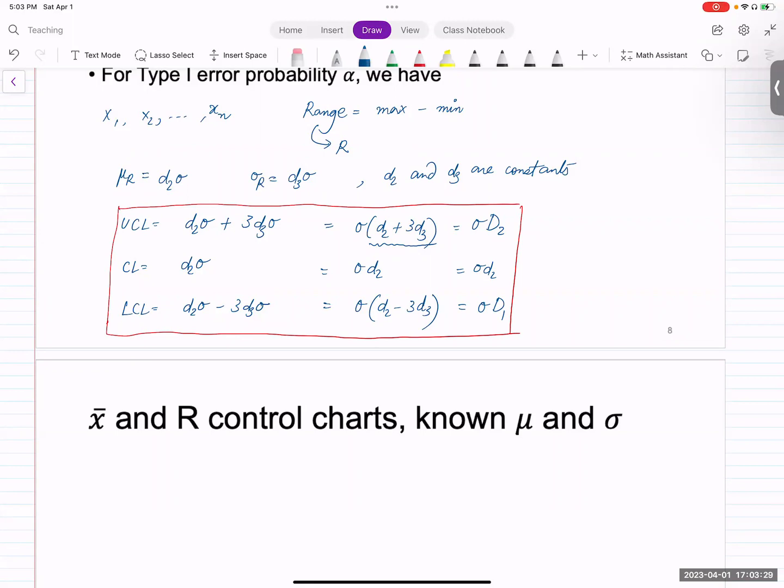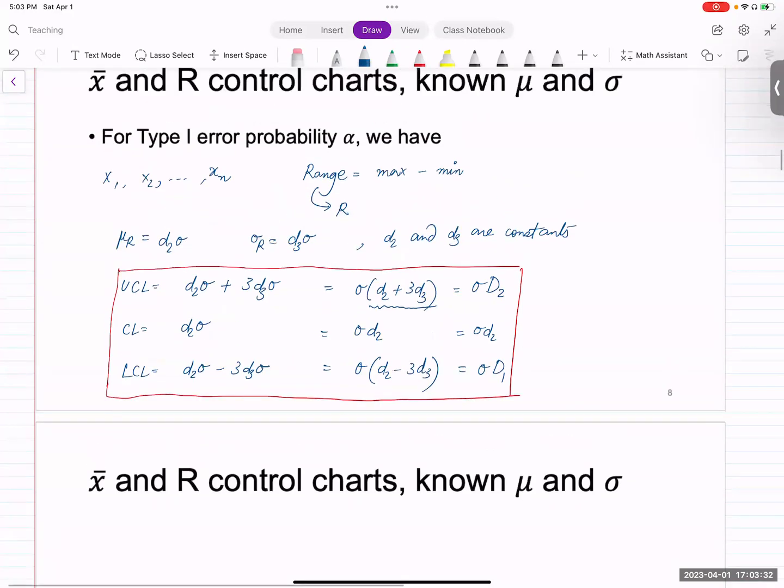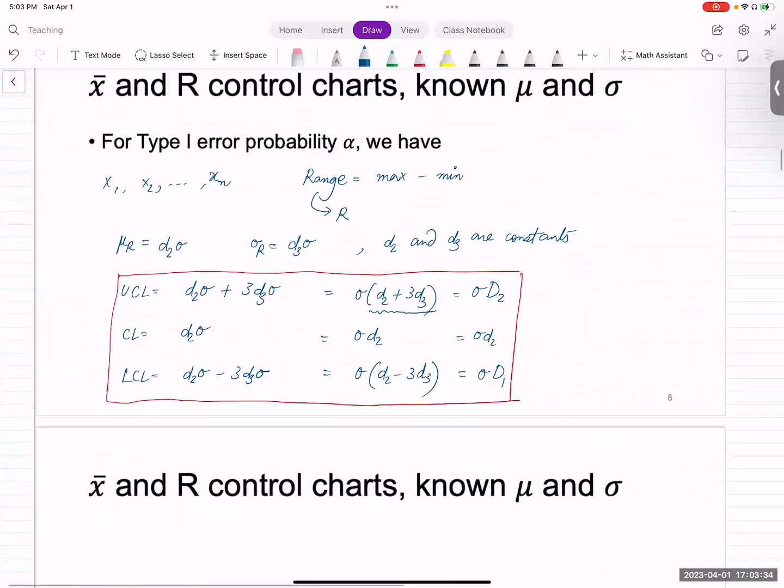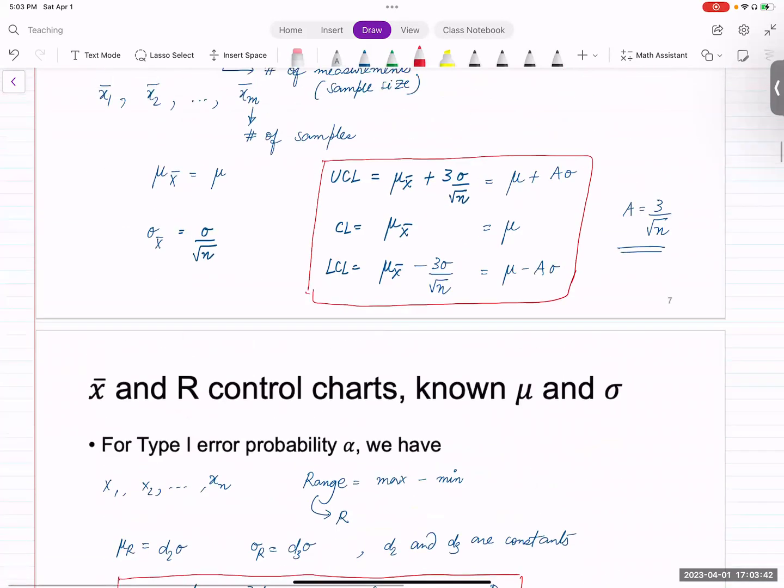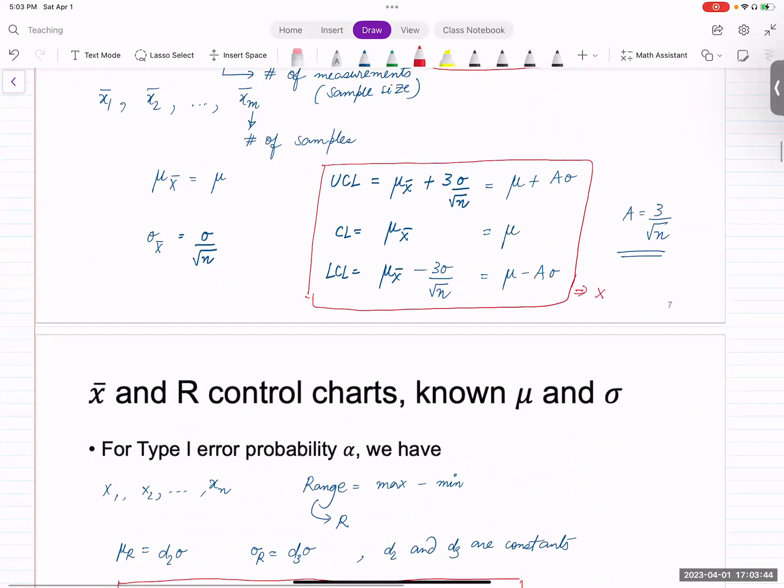All right. So this was the X bar control chart and R control chart under the assumption that mean and standard deviation are known to us. Let me write this down. This is the R chart. This is the X bar control chart.